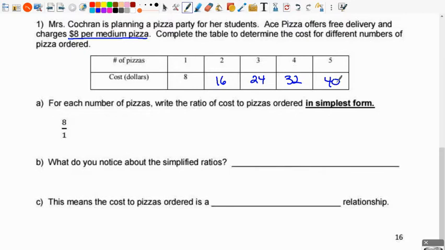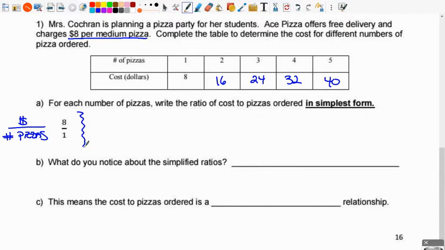Our rate is going to compare the cost per pizza. All right, so we're going to put the dollars over the number of pizzas ordered. And I've done the first one for you. We can see from the table that it costs $8 for one pizza. What we're going to want to do with all of our ratios is simplify them. 8 over 1 is already written in simplest form. So I'm going to move on to the next example.